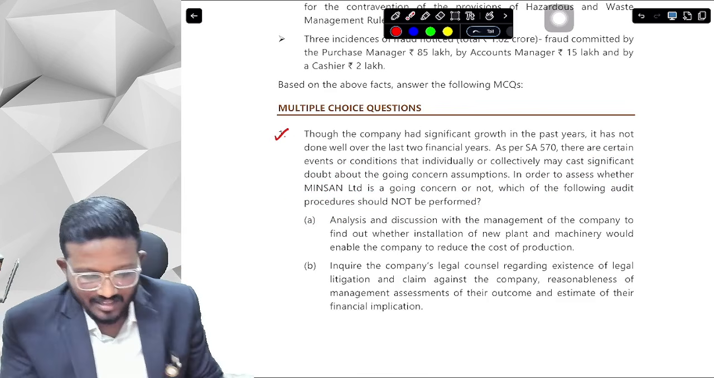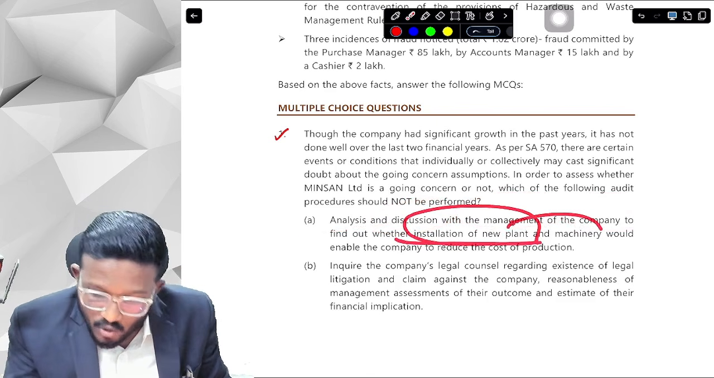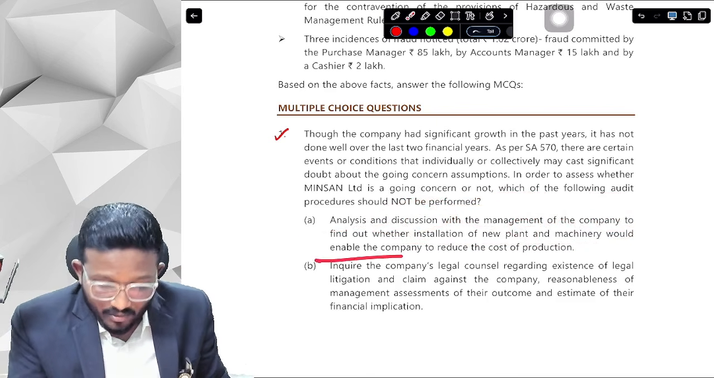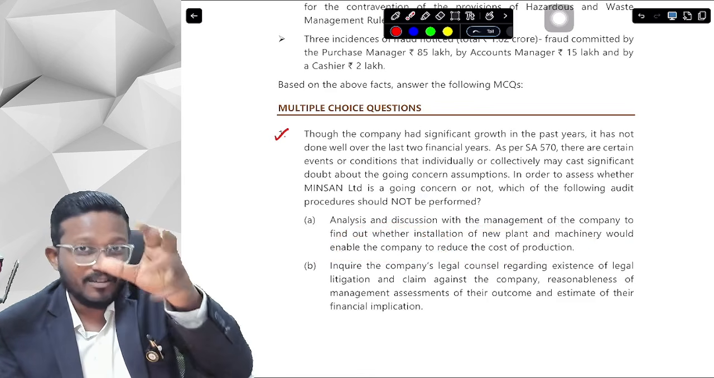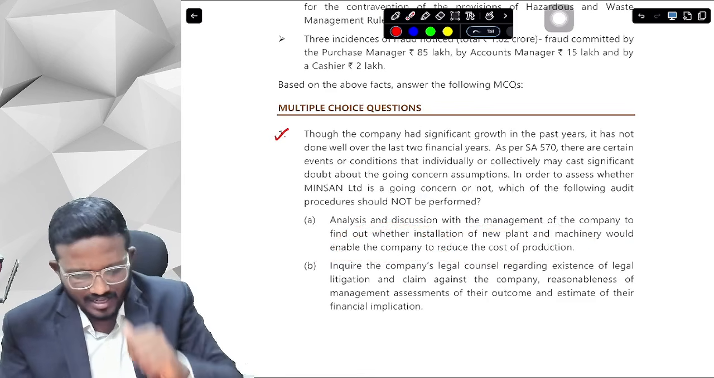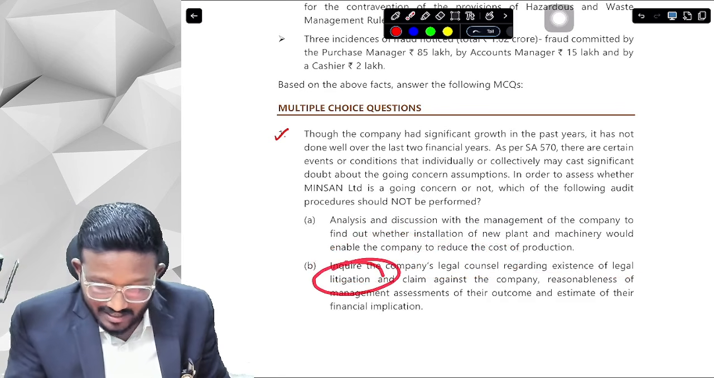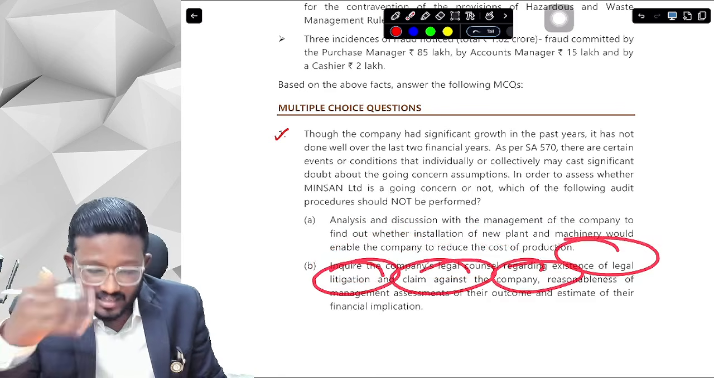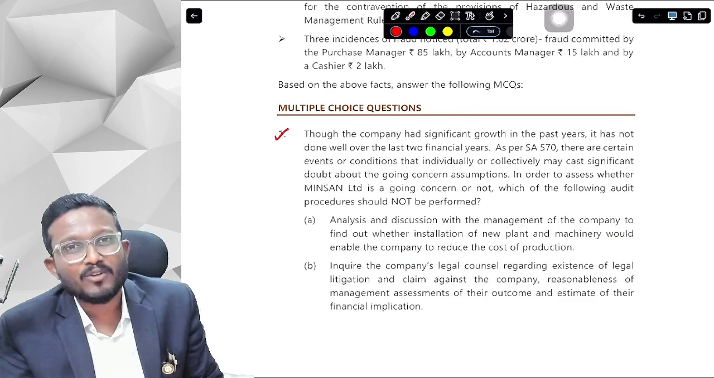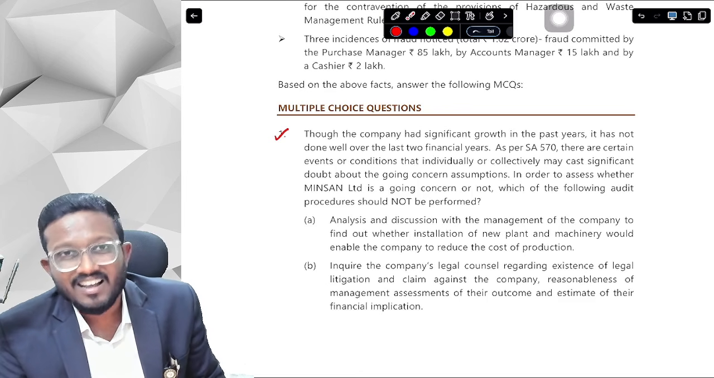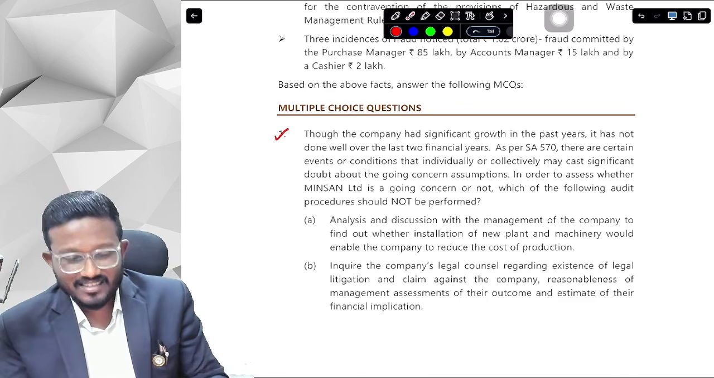Okay, yes. First is we need to analyze and discuss with the management of the company whether the installation of the new plant and machinery that they are going to do would enable the company to reduce the cost of production. Yes, we need to evaluate the future plans and the feasibility of these plans. First is correct. Next, we need to inquire of the company's legal counsel regarding whether there is any legal litigation or claim against the company, the reasonableness of the management assessment, and the estimate of their financial implication. Yes, we have to do that so that we know whether there is any legal litigation or claim that can seriously impact the going concern assessment.